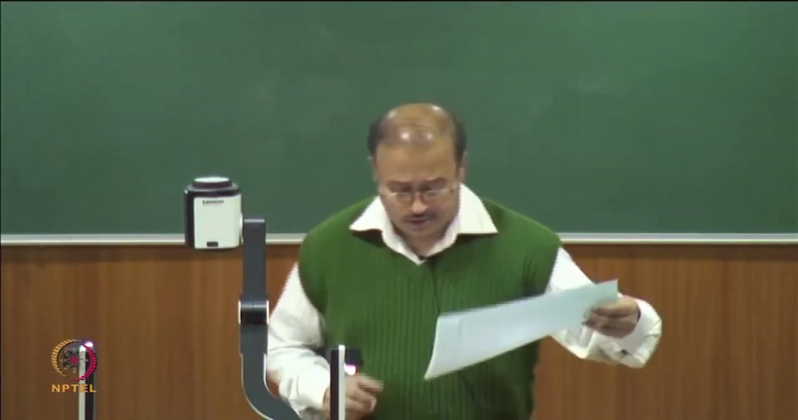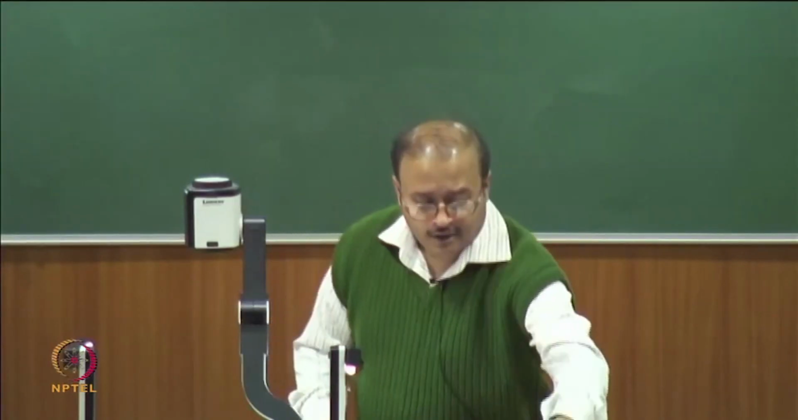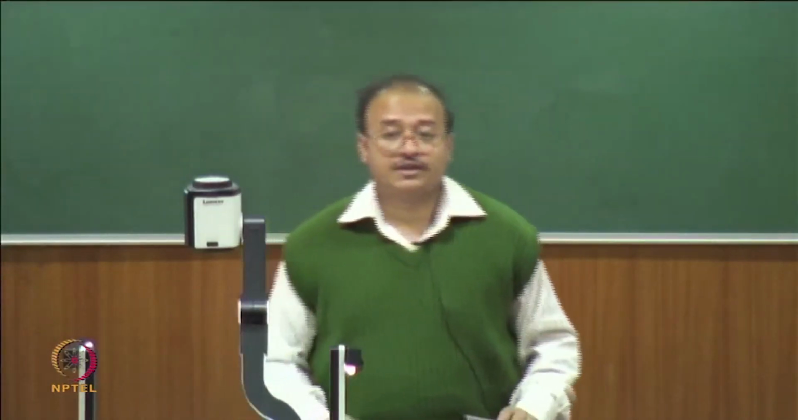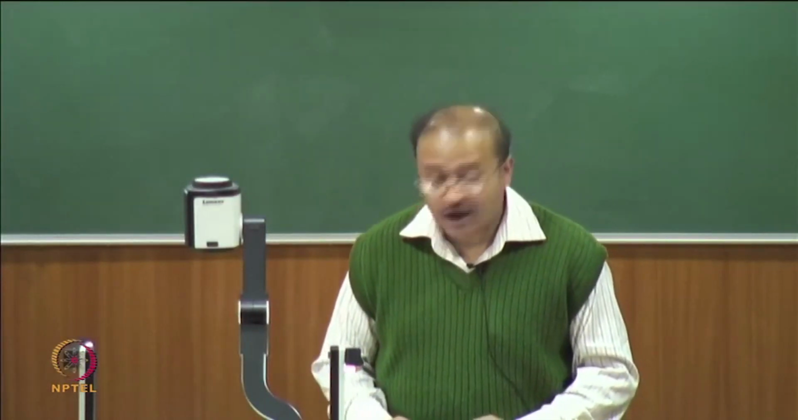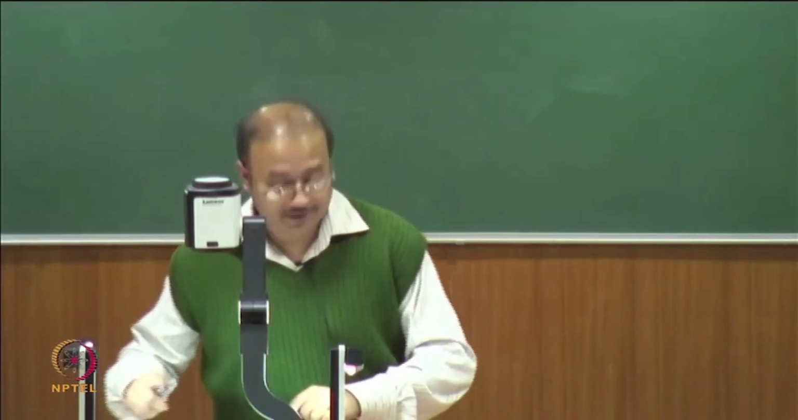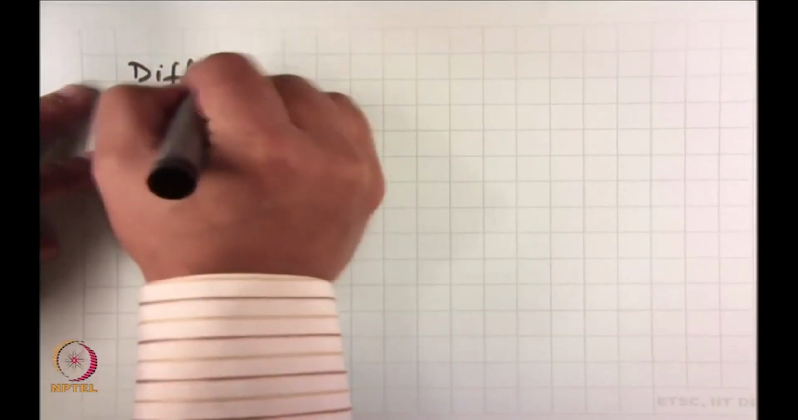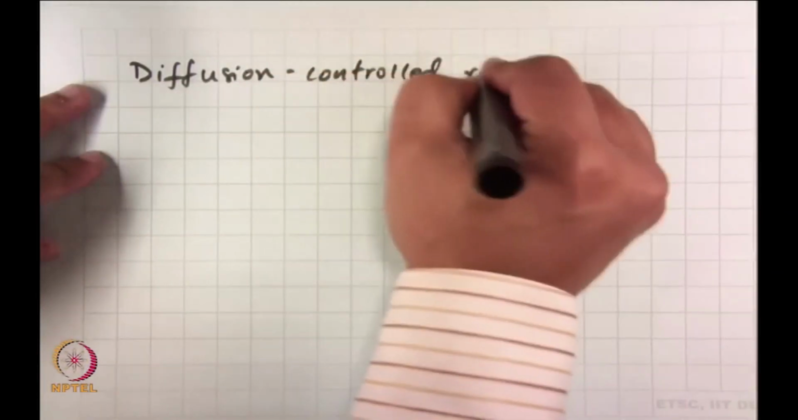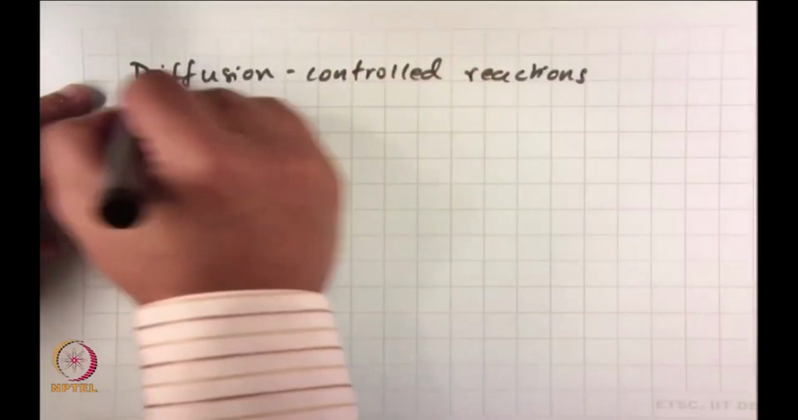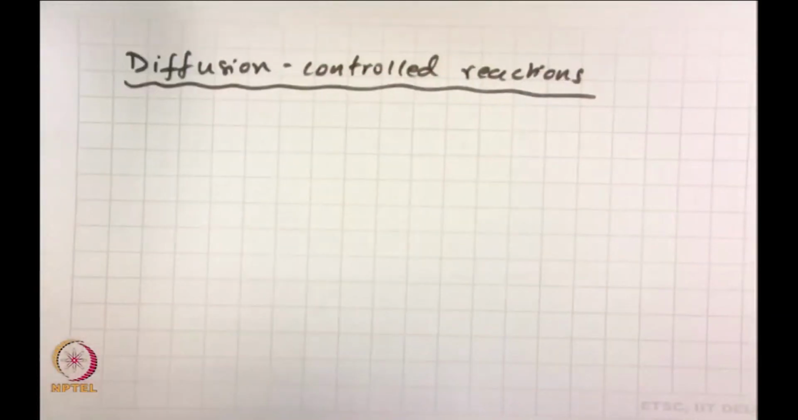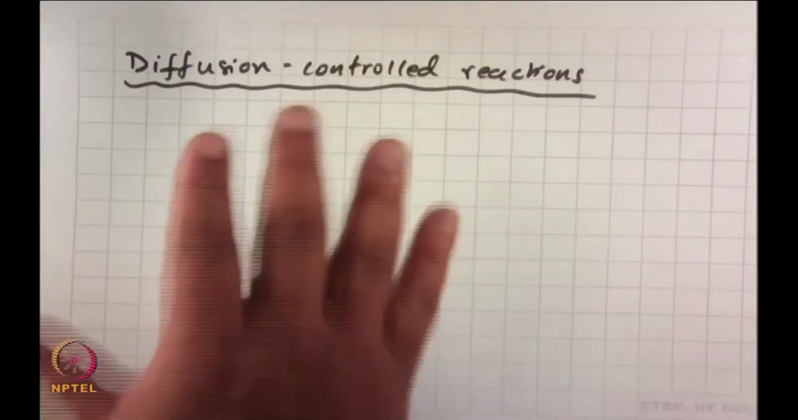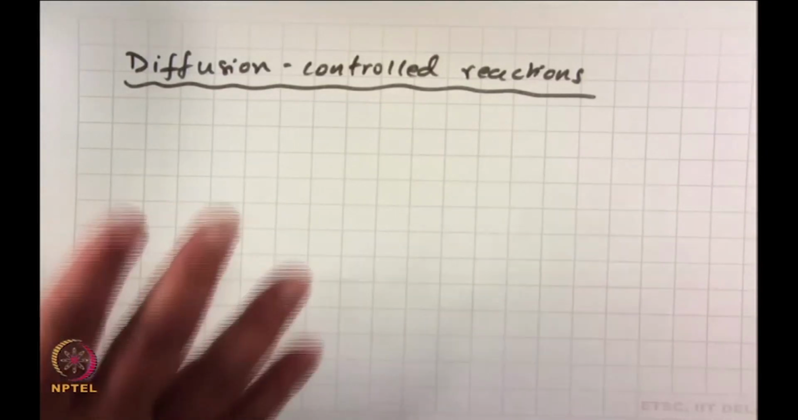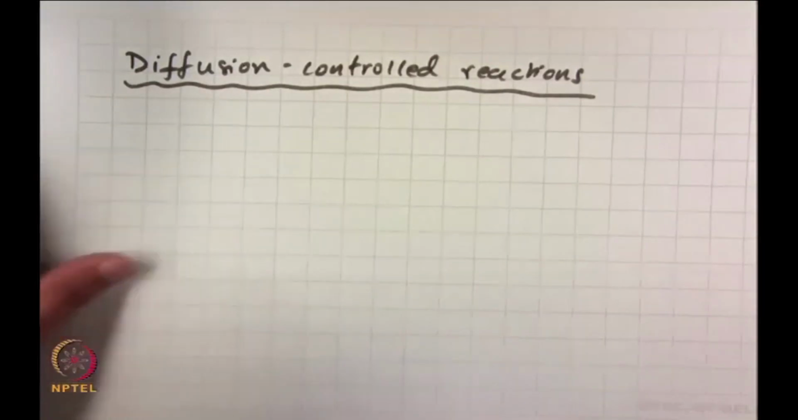Okay. So, having derived the Stokes-Einstein relationship, our next step would be to look at something which is referred to as diffusion controlled reactions. But I will not do it right now, I will just hold on to it. In between, just write it down. In between, I will do just one more thing.